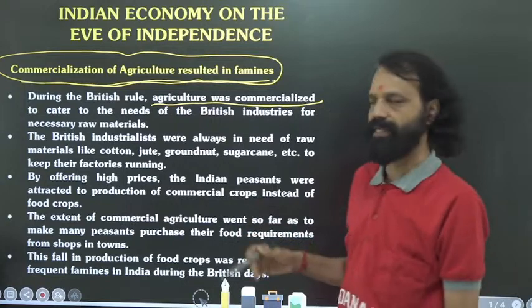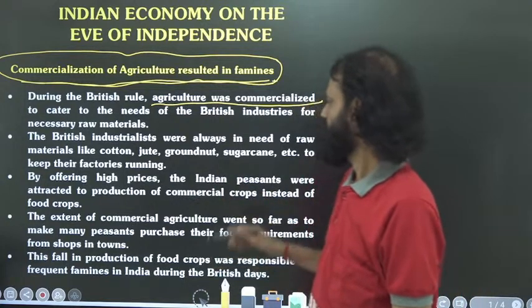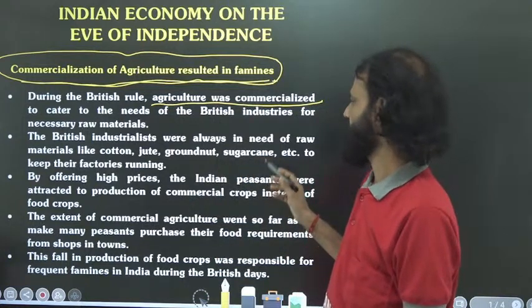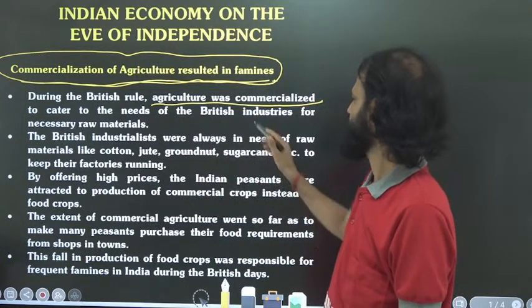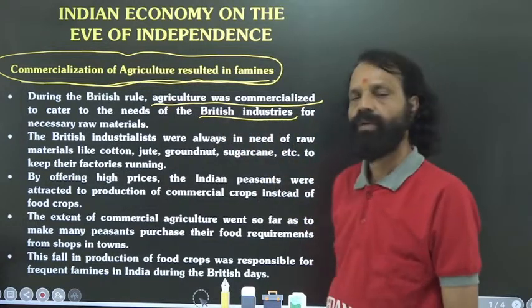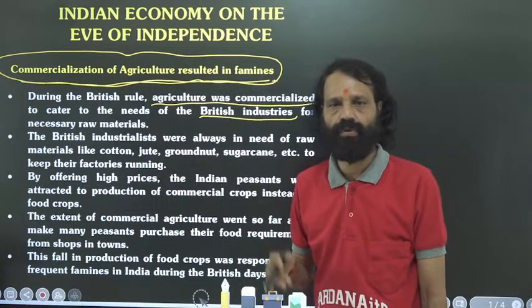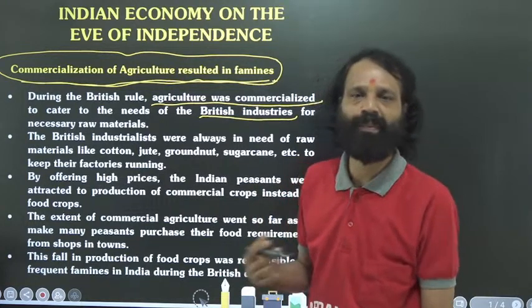Why did the British government force Indians to produce more raw materials? Because the raw materials from India were supplied to the British industries. So British industries in Britain existed only because of Indian raw materials.